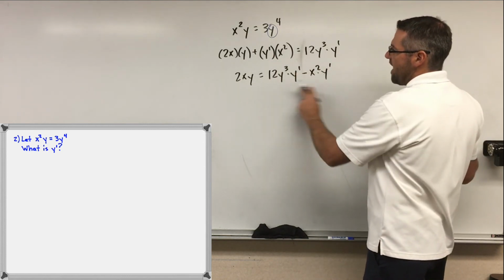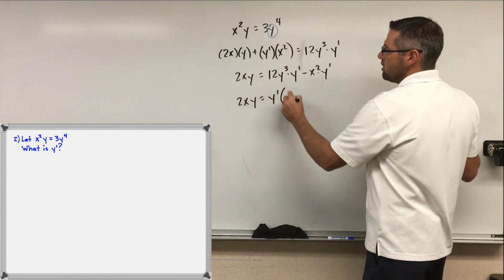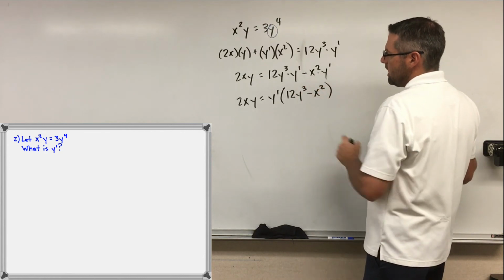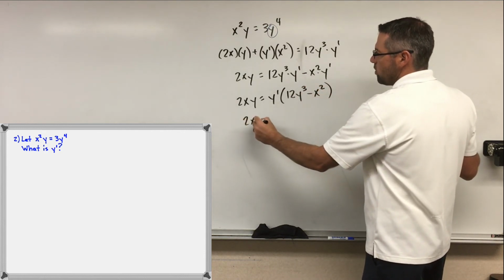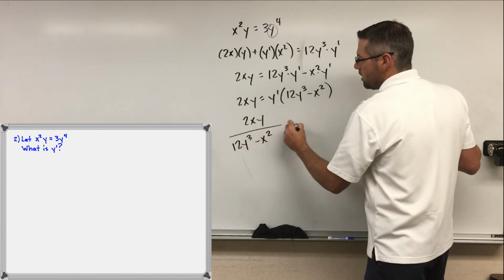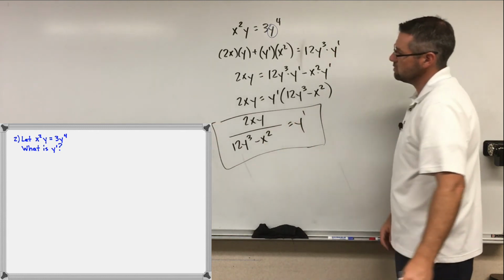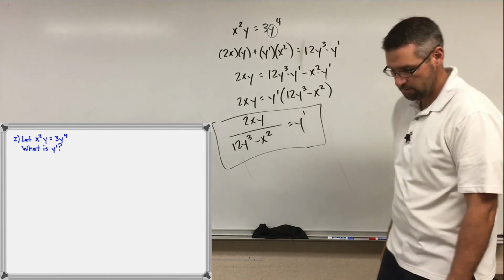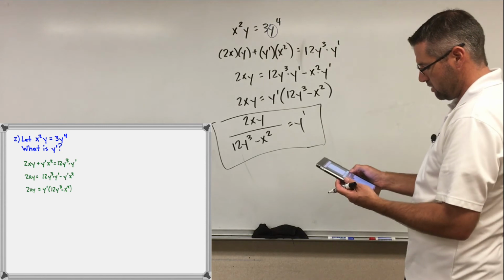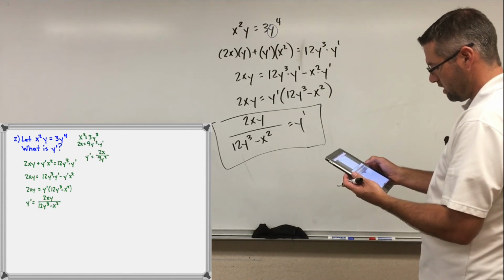And then we're going to go ahead and factor the y prime. So we have 2xy equals y prime times 12y cubed minus x squared. And then we'll divide all of that. So we got 2xy over 12y cubed minus x squared equals y prime. And that is our answer. Okay? So let's compare and see what happens here. Looks like we have the exact same thing.